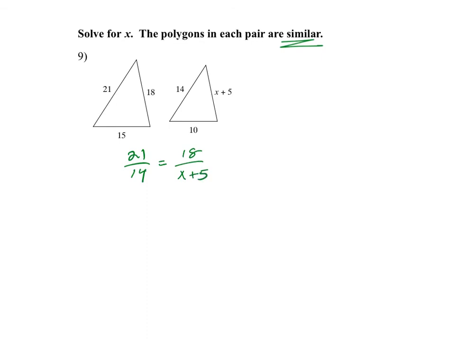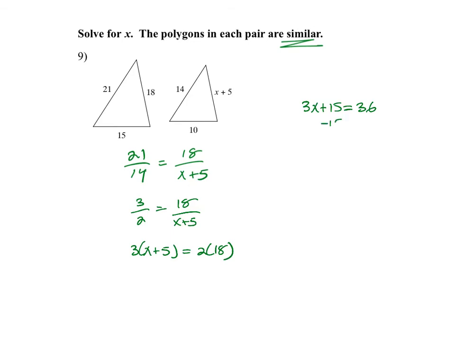I'm going to start by simplifying. So by 7, 3 halves. So my scale factor on this one is 3 halves. X plus 5. Cross multiply. So 3 times x plus 5 equals 2 times 18. So 3x plus 15 equals 36. Minus 15. 3x equals 21. And I'm dividing by 3, so x equals 7.